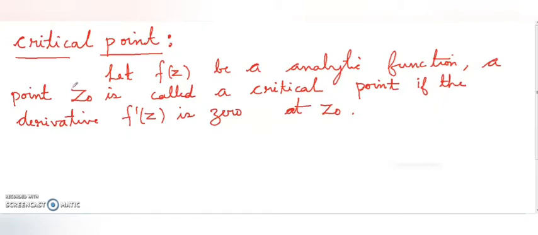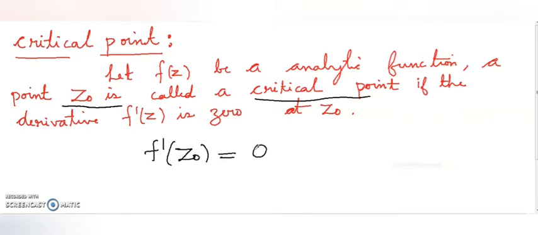Next definition is critical point. Let f of z be an analytic function. A point z0 is called a critical point if the derivative f dash of z is 0 at z0. So here we say a point is a critical point. So here z0 is called a critical point if f dash of z0 is equal to 0.